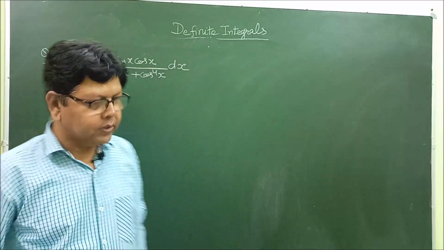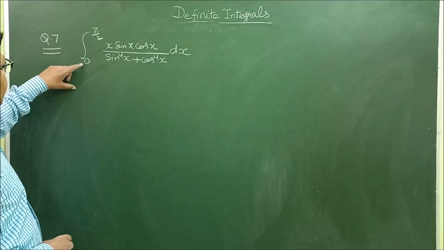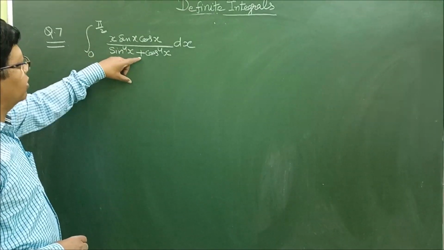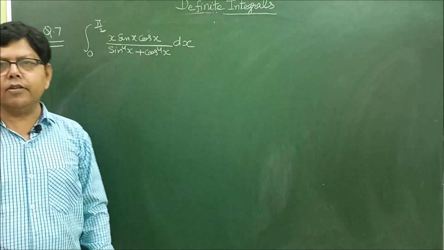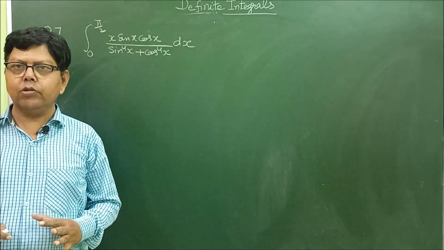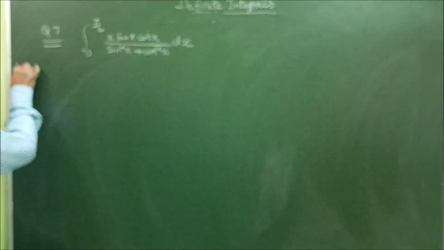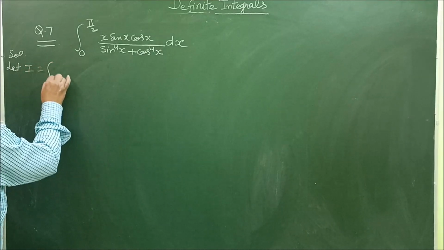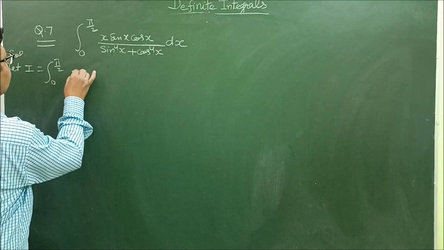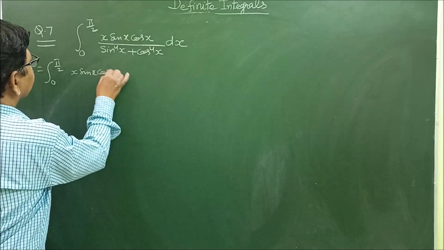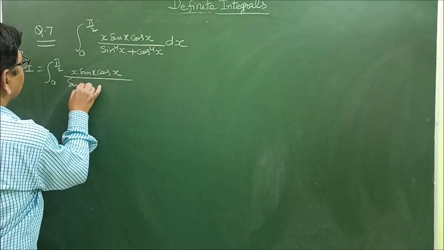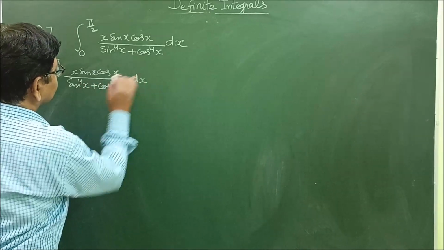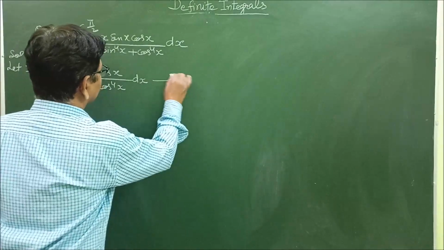Next question, question number 7. Evaluate the definite integral 0 to pi by 2 x sin x cos x upon sin 4x plus cos 4x dx. Again in this integral we have x, so this has to be removed. Let the given integral be equal to I. So I is equal to 0 to pi by 2 x sin x cos x upon sin 4x plus cos 4x dx. Let this be the first equation.